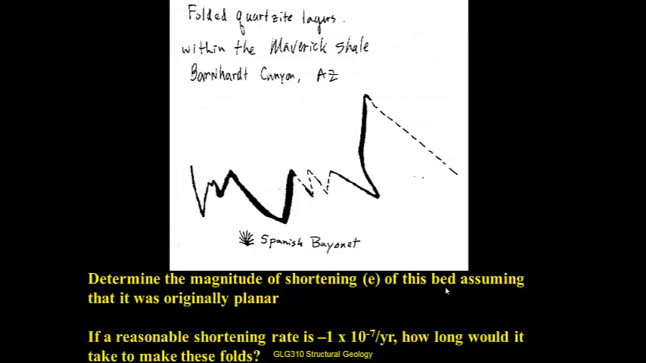So this will be an exercise we'll talk about a little more later, but you can practice this yourself, just measuring the shortening of this bed here in Maverick Shale in Arizona. Remember, you have the final length, which is just the distance between the two endpoints. The original length is the length along this bed, assuming that it was planar. And then if we have that same approximate shortening rate of minus 1 times 10 to the 7th, how long would it take to make this fold?